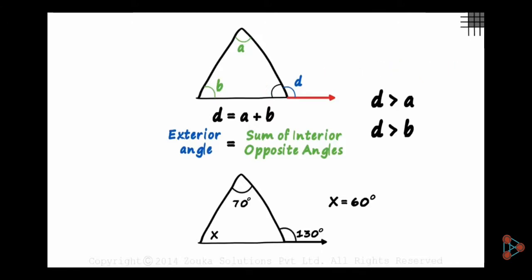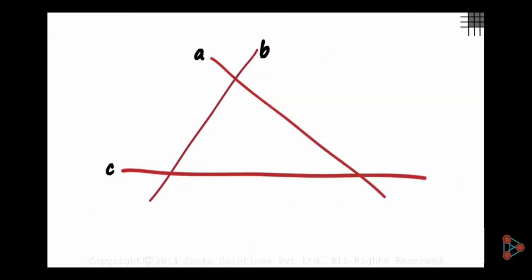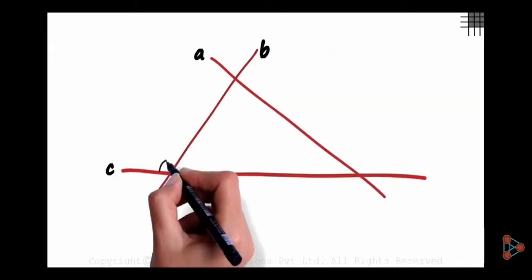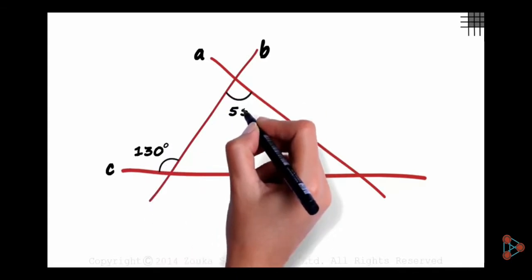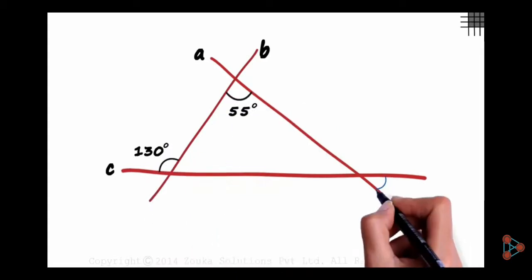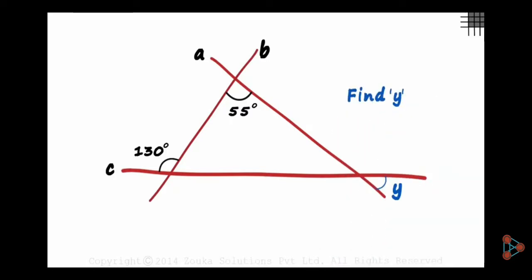Okay, how about we form another problem to see if we have actually understood the concept of exterior angles. Let's form three lines: line A, line B, and line C. You're given that this angle is 130 degrees, this one's 55 degrees, and this one's y. How do we find the value of y? Pause the video and give it a try.